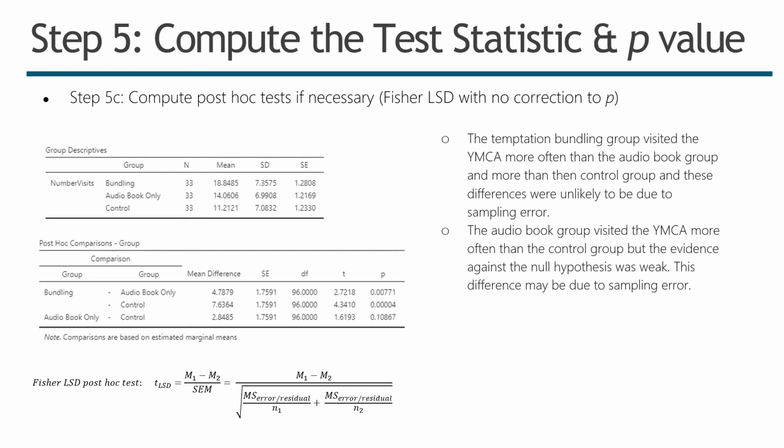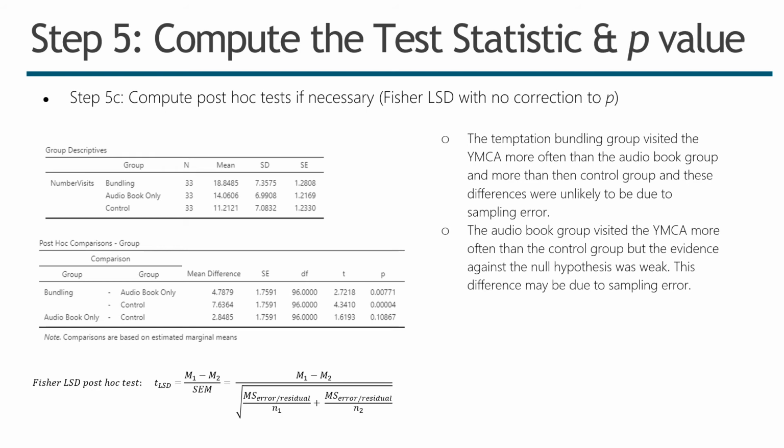Here we have a mean difference of 7.64 with a p of 0.00004, a very low p-value, telling us that that difference is unlikely to be due to sampling error. And that difference is in favor of bundling. The temptation bundling group went to the gym more by 7.64 days.